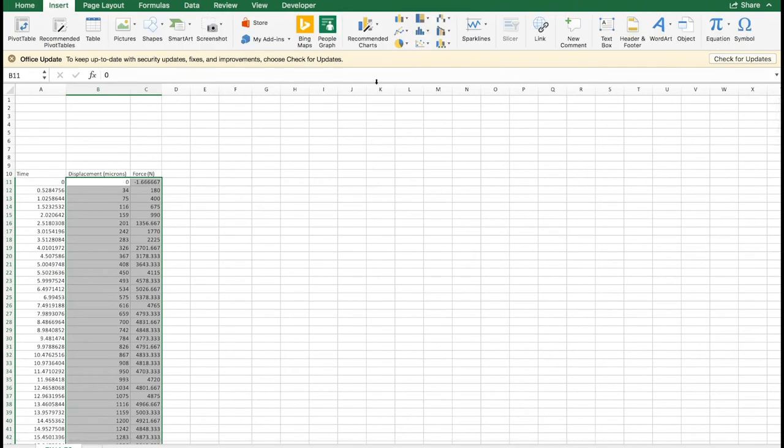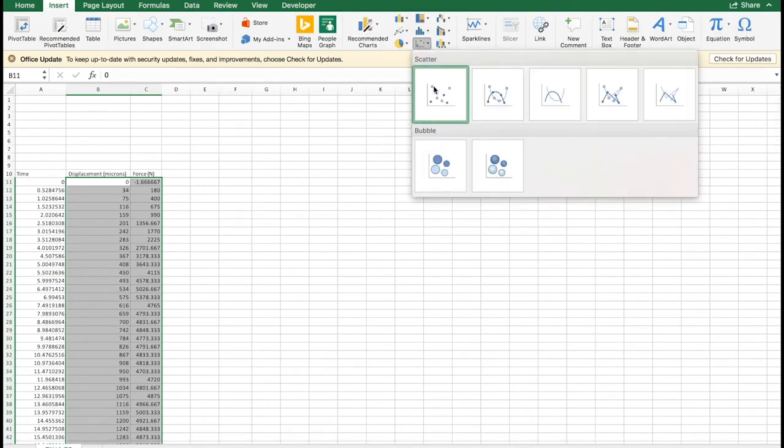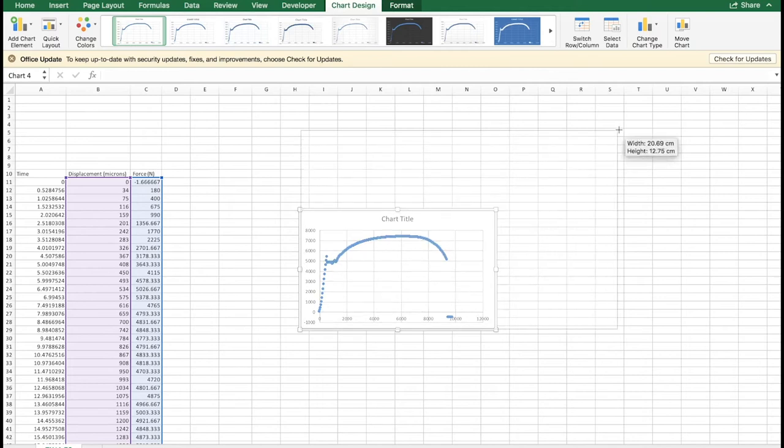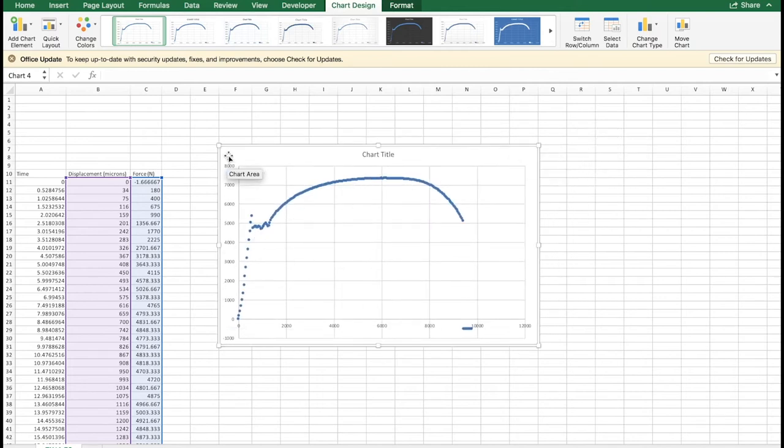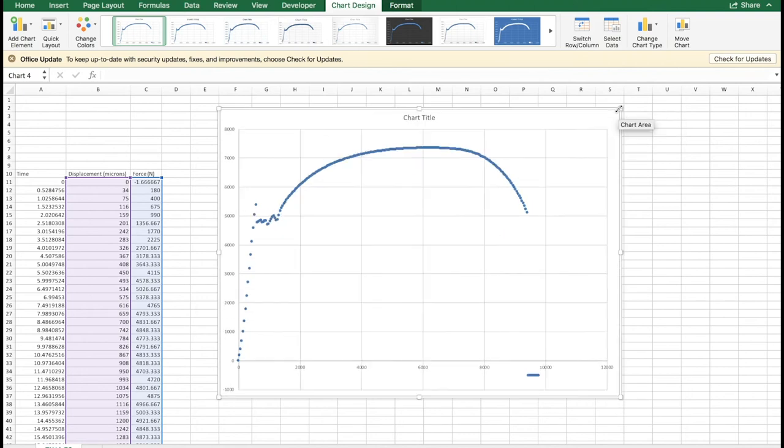And I'm going to go into Insert, Scatter, and just insert a simple scatter graph. Now we have a curve with force in newtons on the y-axis and displacement in microns on the x-axis. I've done this because I want to analyse the data in quite a crude manner for now. This looks a lot like a stress-strain curve, although it's a force-extension curve. What we can see here is where the test failed, and this is where the machine was still recording data after the test had failed. So I'm going to delete off those data points there, and it should be really obvious.